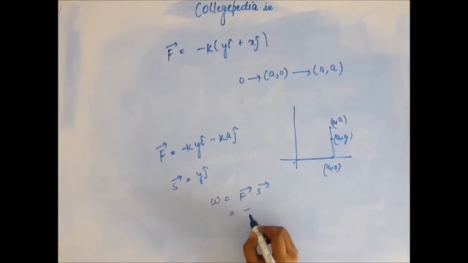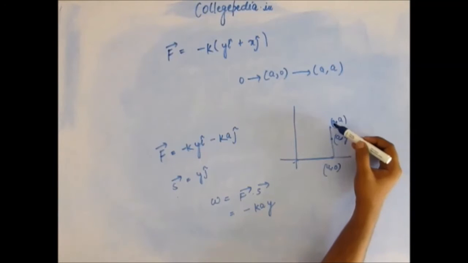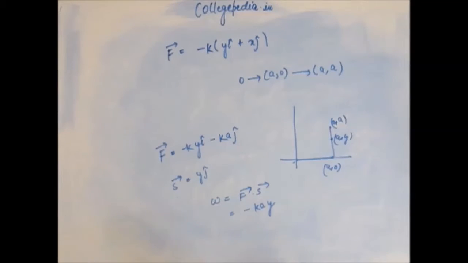So work at any intermediary stage is minus k a into y, and when the whole process is completed, when the journey is completed and it has reached (a, a), then the displacement will be a in total. So the total work done would be minus k a square. Fine, pretty simple, isn't it?